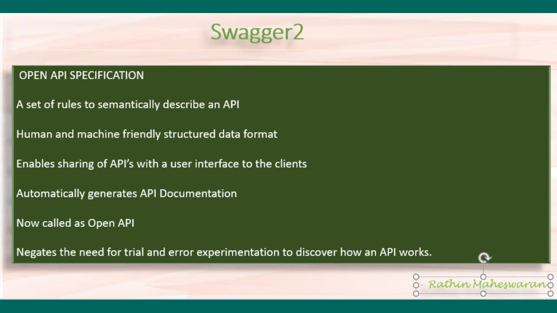So that's where Swagger comes into the picture. Swagger is basically a set of rules to semantically describe an API with a human and machine-friendly structured format, with YAML and JSON files respectively. And it also enables sharing of APIs with a user interface to the clients. The most important feature of Swagger is that it can automatically generate API documentation.